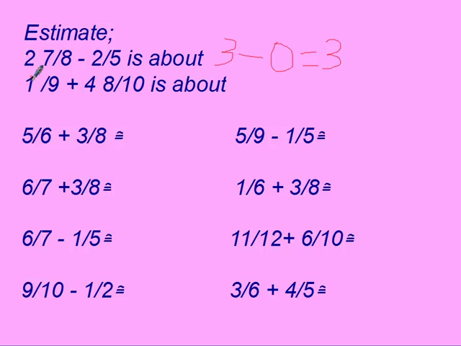Then we could do the same thing here. 1/9 plus 4 8/9. Well, 1/9 is 0 plus 4 8/9, that's just about 5. So it equals 5. So I want you to rewrite the problem with what you're rounding them to. If you need to get the number line out, you certainly can. Please write those problems down in your book.